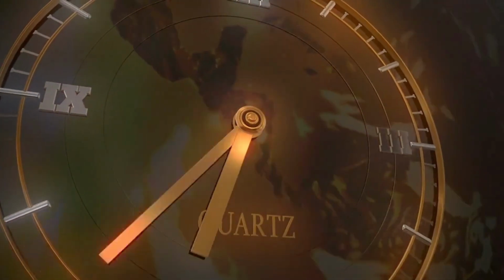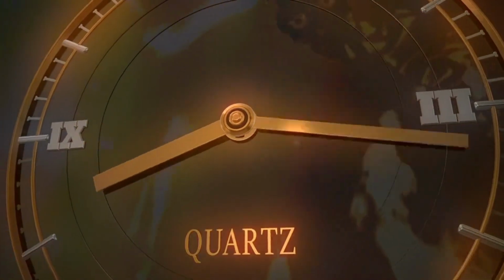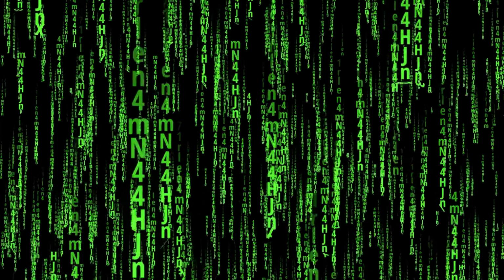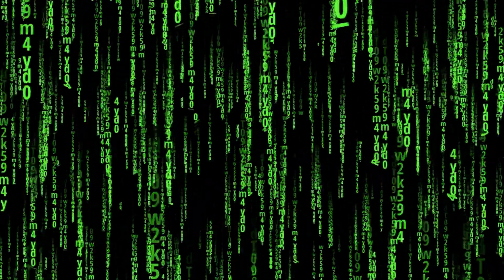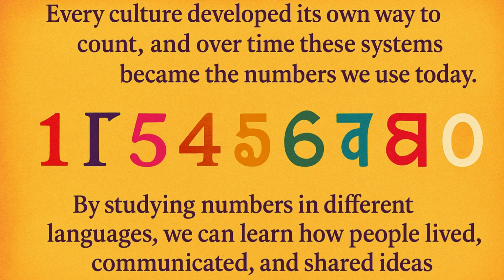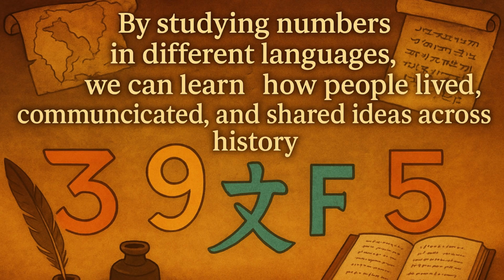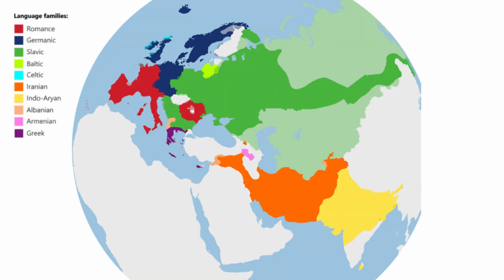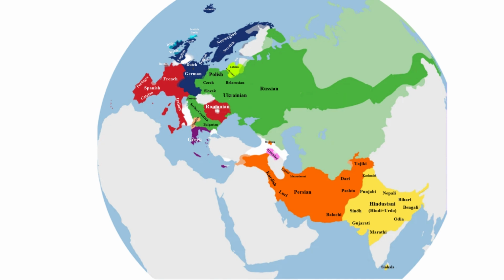We needed numbers to measure time, count objects, and understand the world around us, and every culture shaped its own way of counting, and these ancient voices still echo in the numbers we speak today. Every culture developed its own way to count, and over time these systems became the numbers we use today, and by studying numbers in different languages, we can learn how people lived, communicated, and shared ideas across history. Let's dive into Indo-European languages and see how they express numbers.